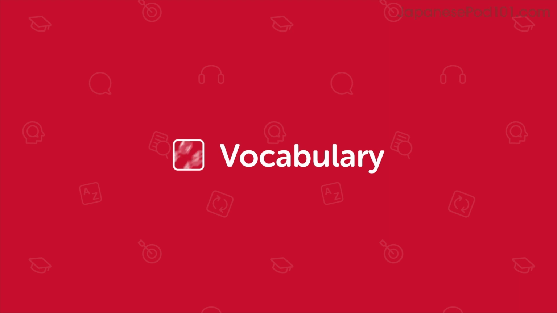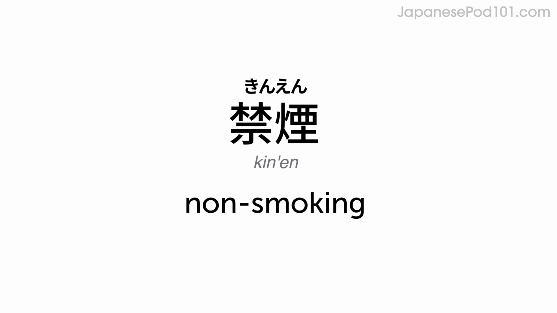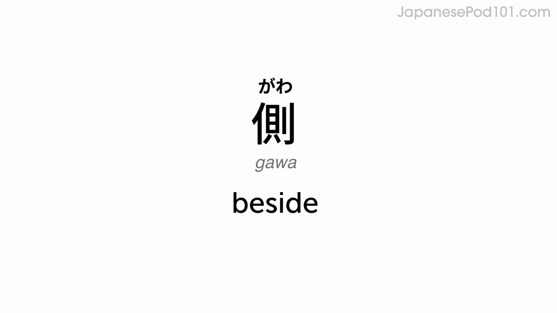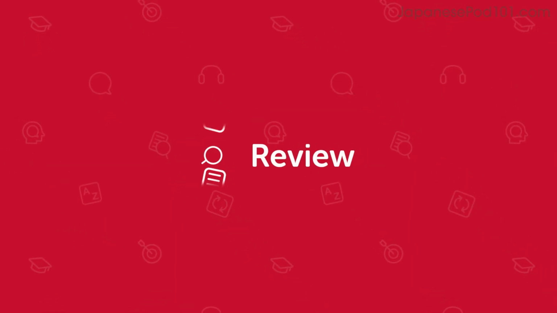Now you'll hear the key vocabulary, followed by the English translation. 喫煙, smoking, 禁煙, non-smoking, 側, beside, 窓, window. Finally, let's review the dialogue again. See if you can understand more this time.